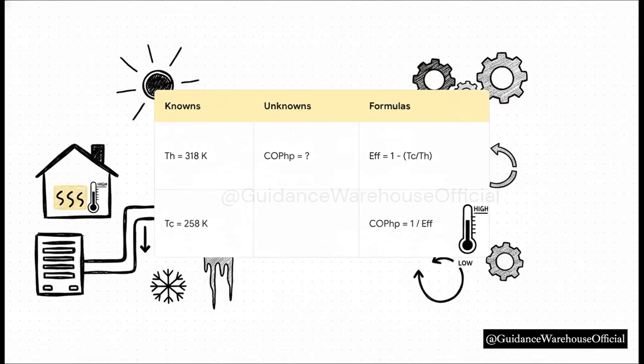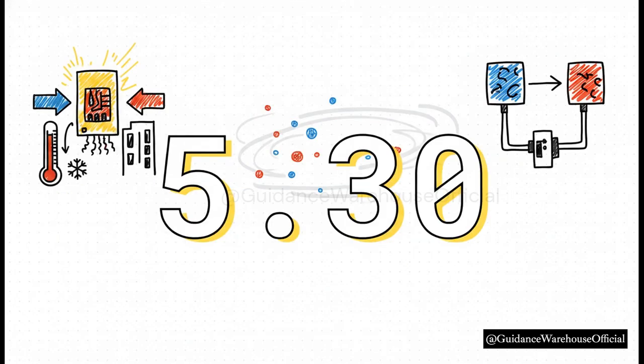We can find the theoretical maximum COP by first finding the Carnot efficiency, which is just 1 minus the ratio of cold to hot temperatures in Kelvin. Then, because the COP is the exact inverse of efficiency, we calculate 1 divided by that efficiency. And the result we get is 5.30.